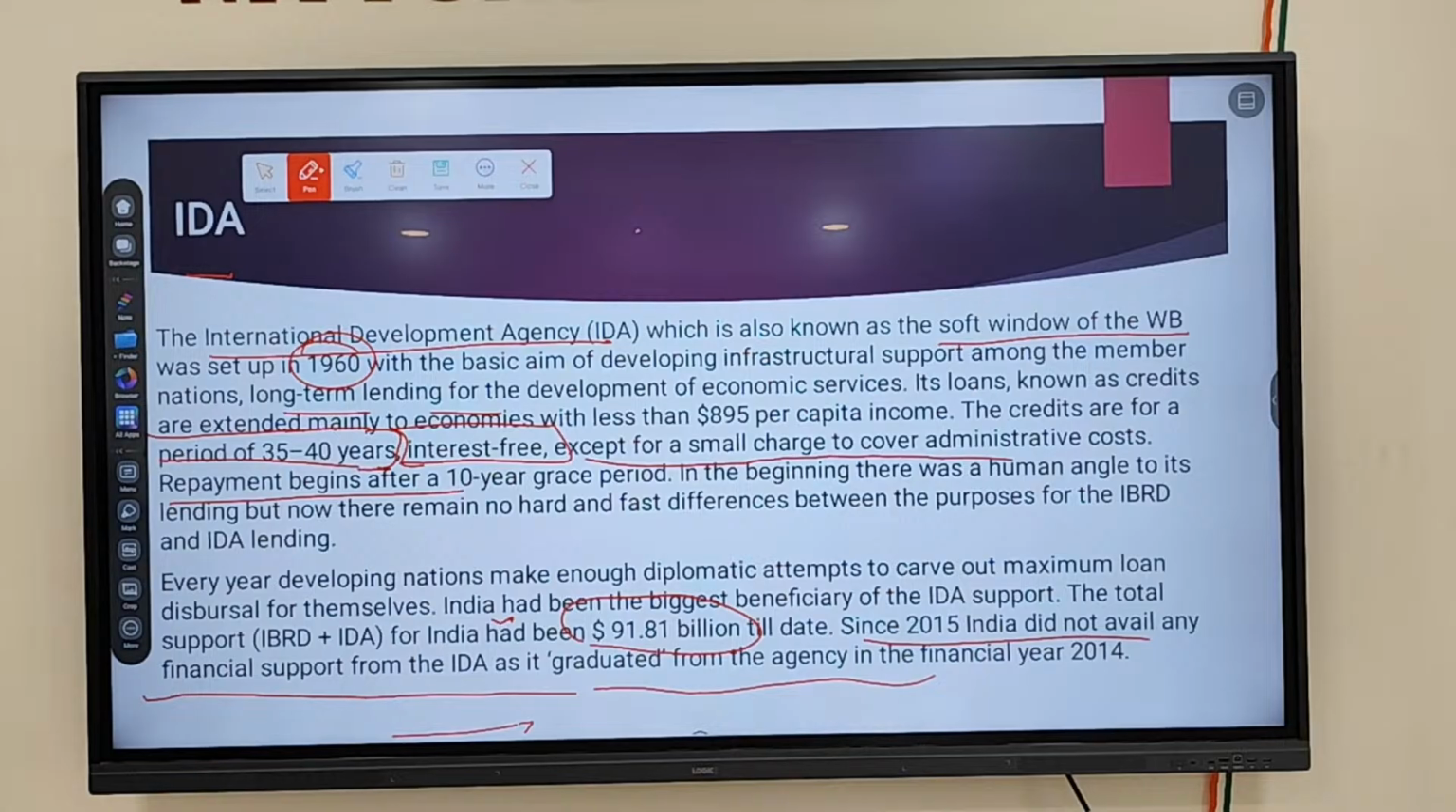And for Africa, IDA will sanction the loans, because Africa is a poor continent, and there are a lot of countries in Africa which are poor. For them, IDA is necessary. Is there any doubt? Completed?